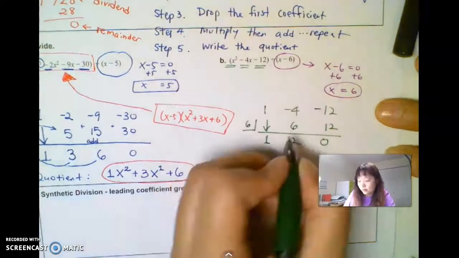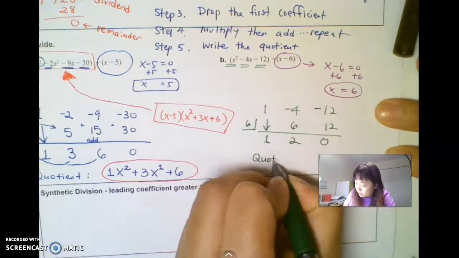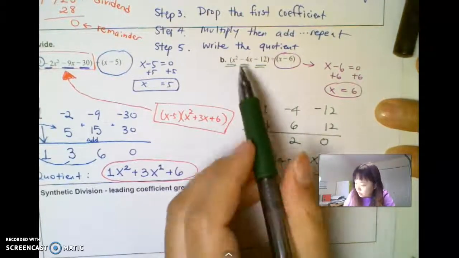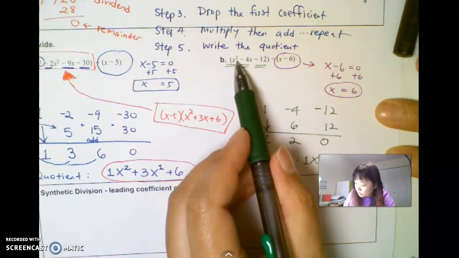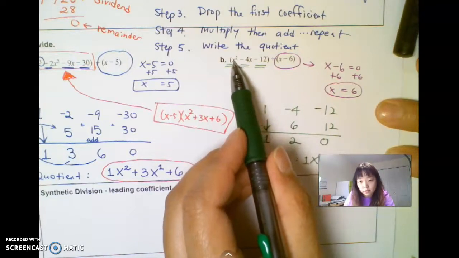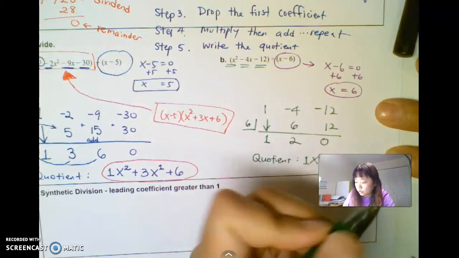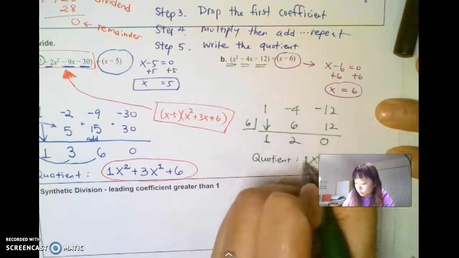Then finally write the quotient. It is 1x to the first power, because x squared was what we started with in the dividend, so we go 1 lower. So it's 1x to the first power plus 2.